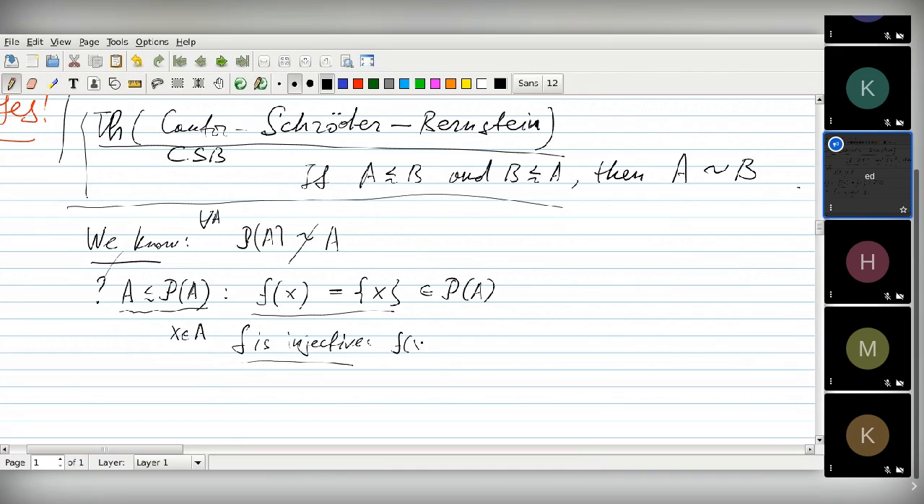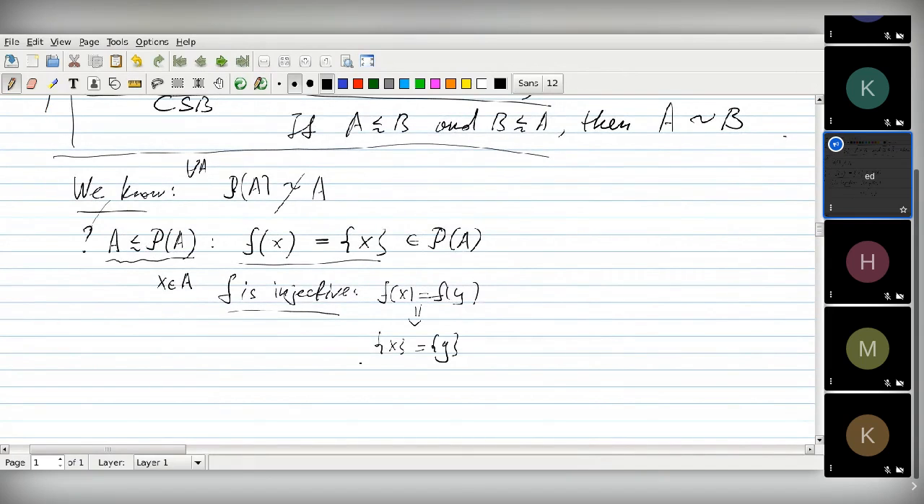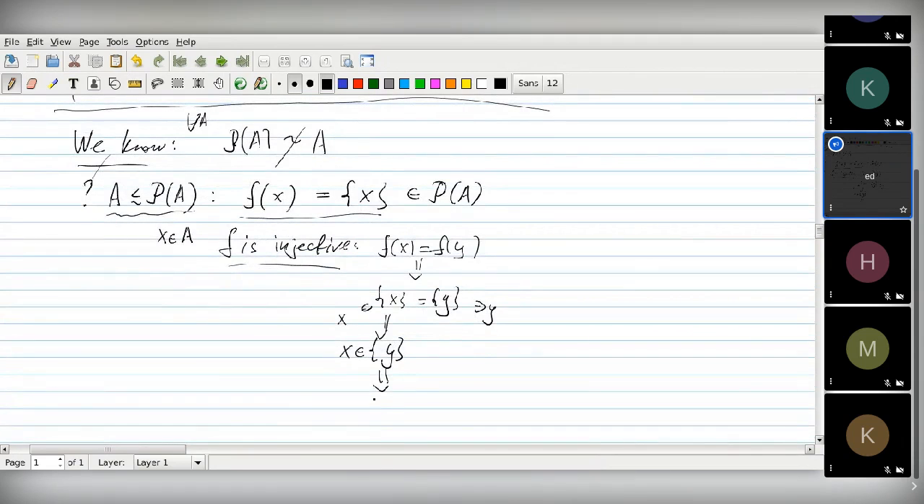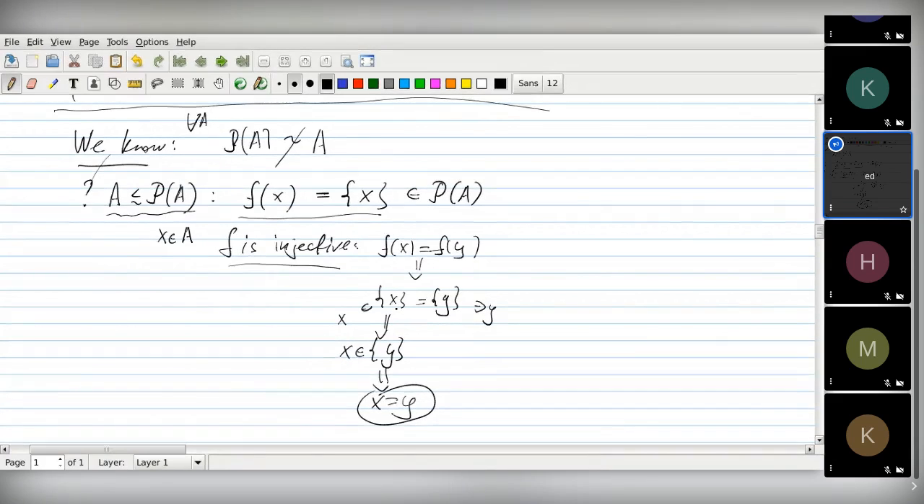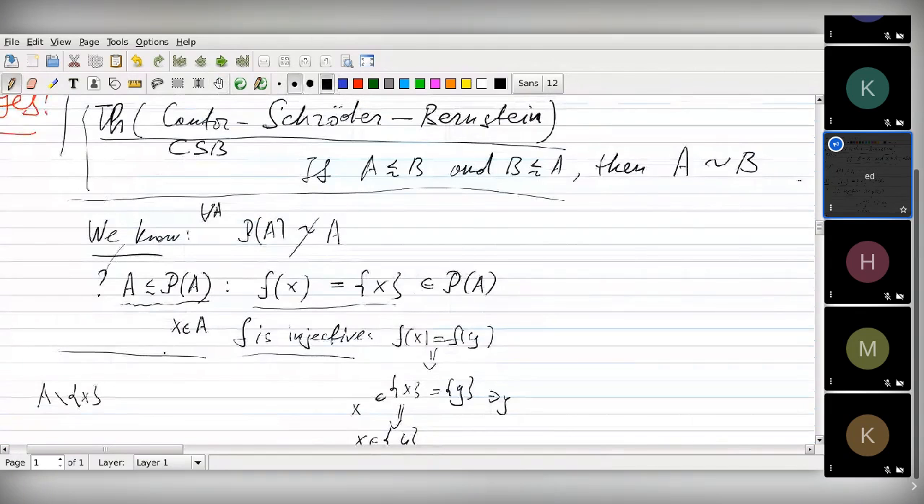Why is it so? Because if f of x equals f of y, that means that two singletons are equal. But what does it mean that two singletons are equal? Two sets are equal if and only if they have the same elements. So x is an element of the singleton of x, so it should be an element of the singleton of y. But y is the only element of that singleton. So x equals y. Is it clear? Yes. Of course, every element has its personal subset, for example, the singleton. Or another idea is to take the complement of the singleton. That's also possible.